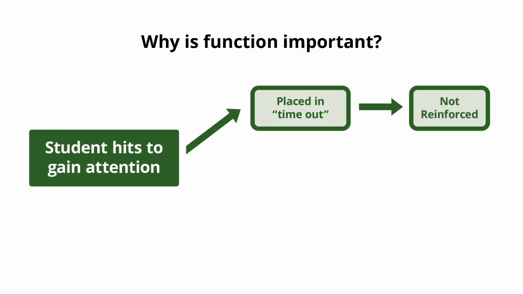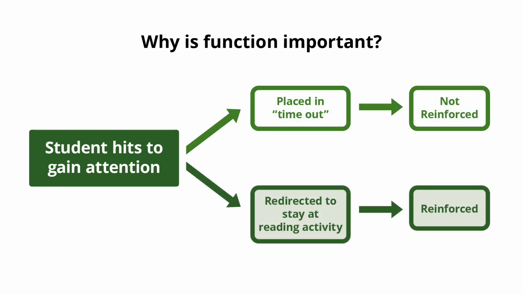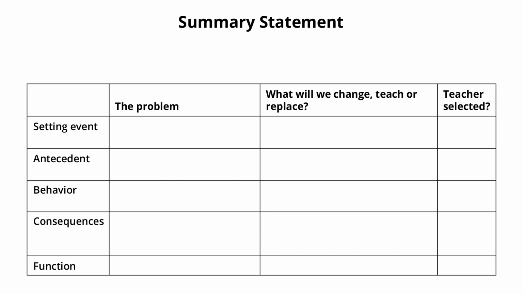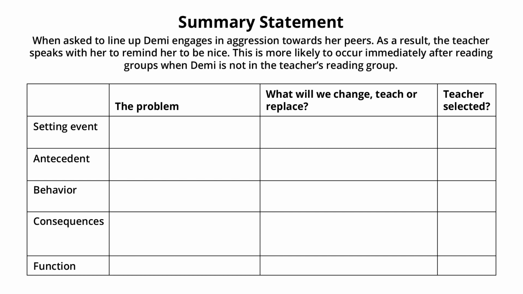Now let's look at the same behavior, hitting, but with a different function. This time, hitting occurs in order to gain attention. If the student is placed in timeout, then the behavior is not reinforced. However, if the student is redirected to the activity and therefore receives attention, then the challenging behavior is reinforced. Unfortunately, this is a common mistake with interventions that do not consider function. One way to help you remember to link or match the interventions to the function may include the use of a chart. Here is Demi's example.